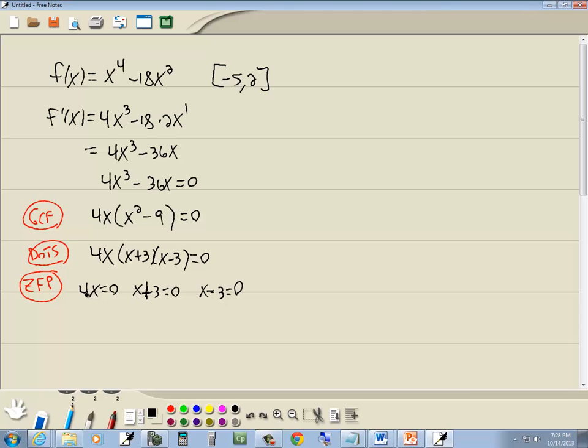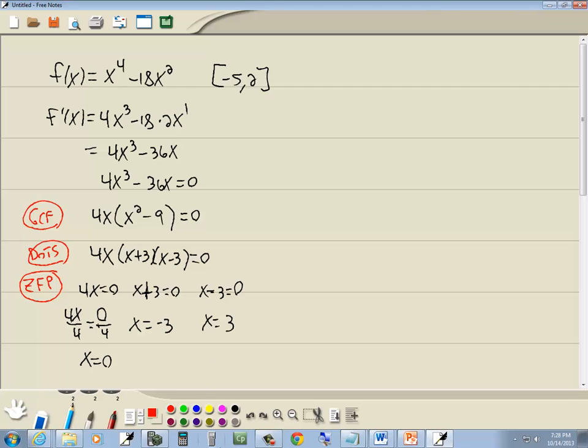Okay. Now in this one, we're going to divide both sides by 4. 0 divided by 4 is 0. This one will take the 3 over to the right side and becomes a -3. And this one will take the -3 over and becomes a +3.